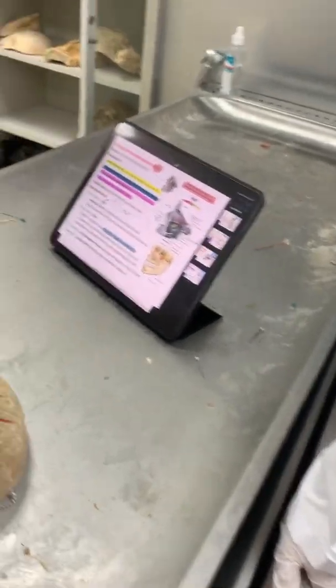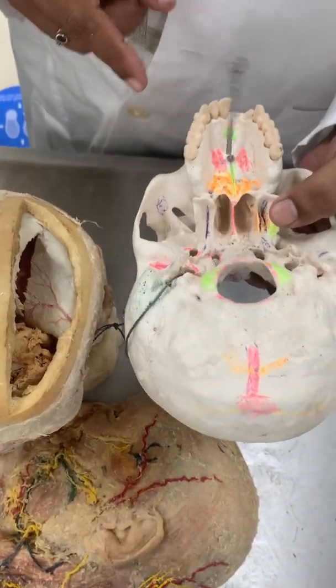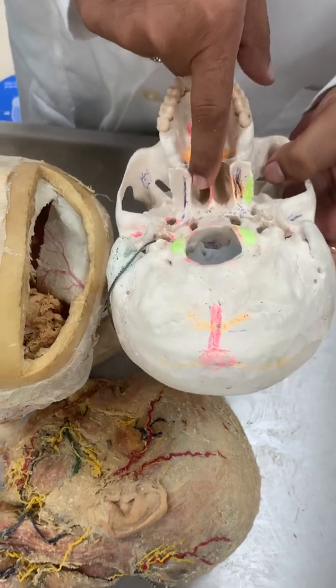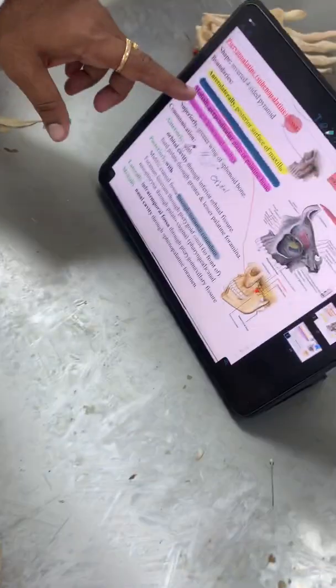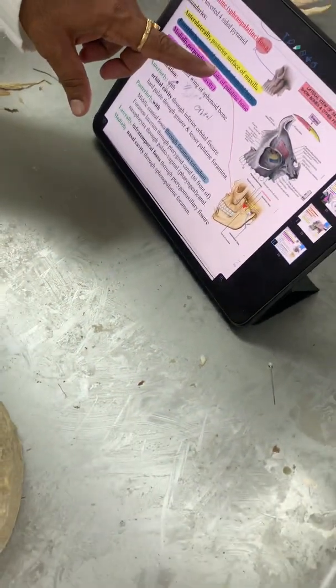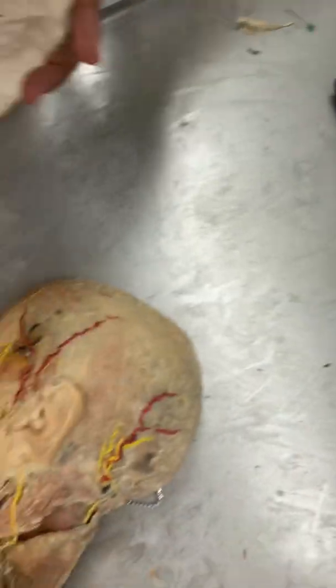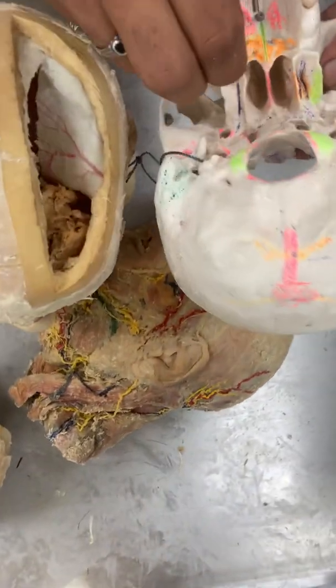This is the pterygopalatine fossa. This is the lateral wall and this is the medial wall. And then posteriorly, the pterygoid plate of the sphenoid bone. Posteriorly means this one.